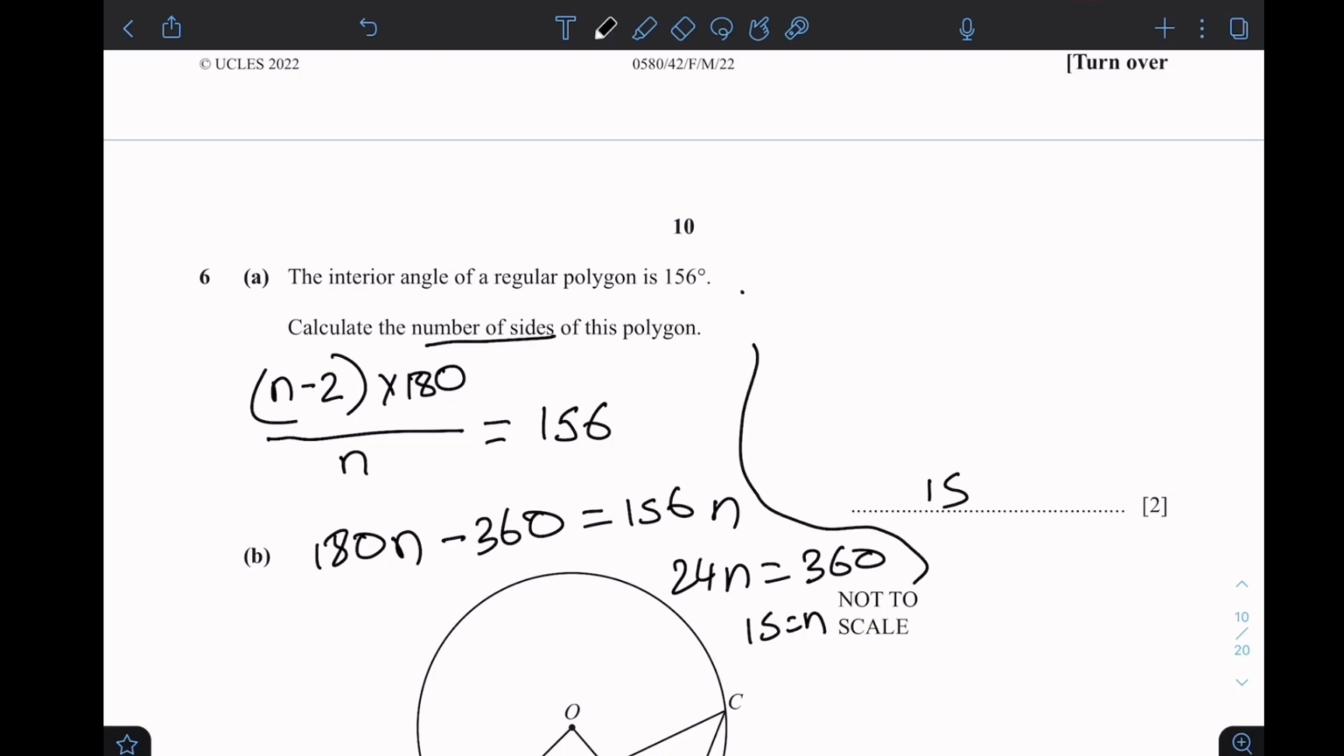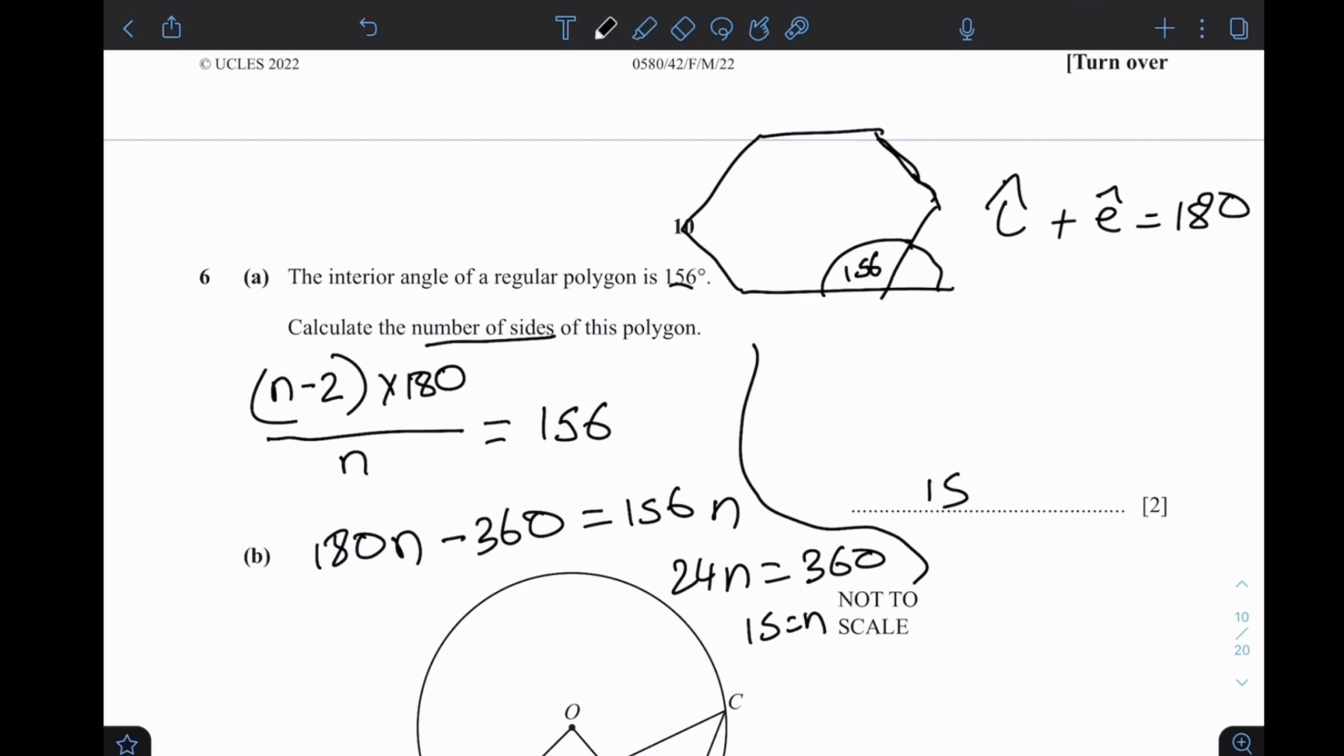So let's say there's a shape, okay? It's like this. So you should know by now if the interior angle of any shape is equal to something, for example, now this is 156. You should know the exterior angle plus the interior angle. So interior plus exterior should equal 180. So 180 minus 156 should equal 24. So the exterior angle of this is 24 degrees, right?